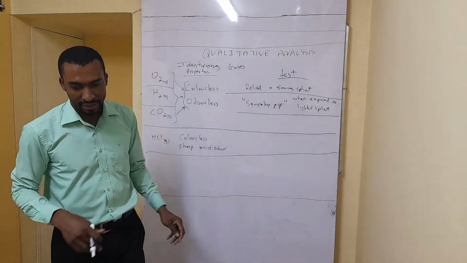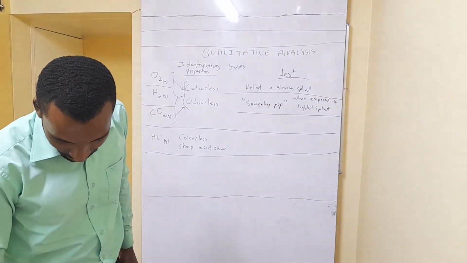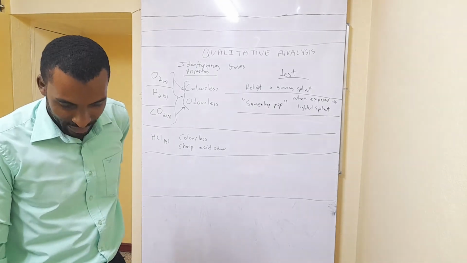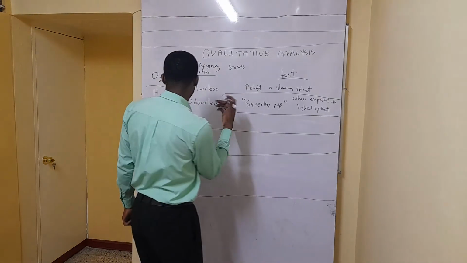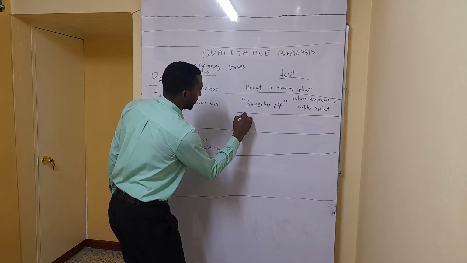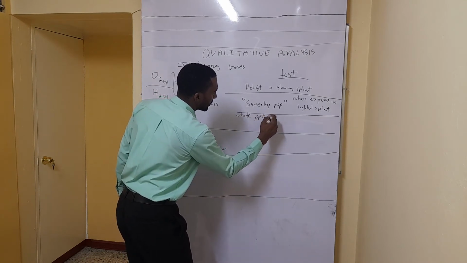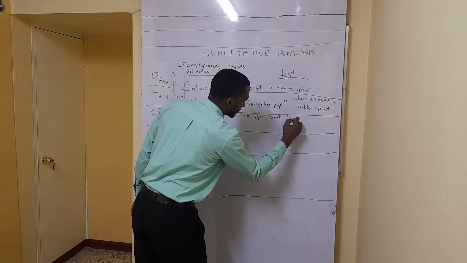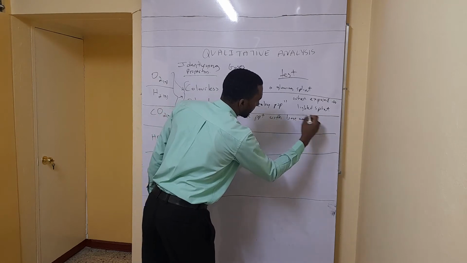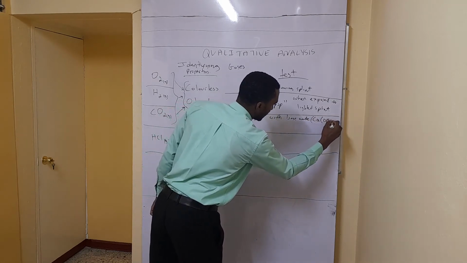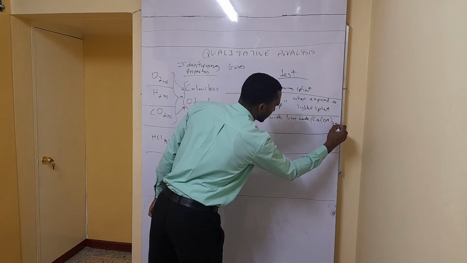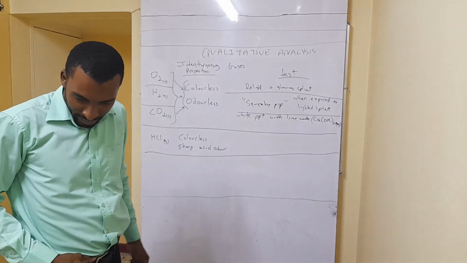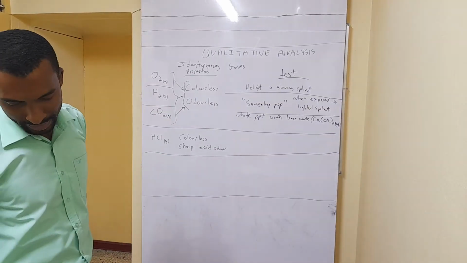For carbon dioxide, the test is calcium hydroxide solution, which we call lime water. You should probably get this in biology as well. It forms a white precipitate with lime water. Just note that lime water is calcium hydroxide. So they form a white precipitate.